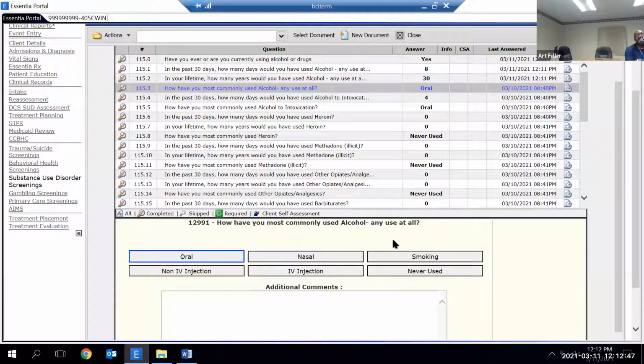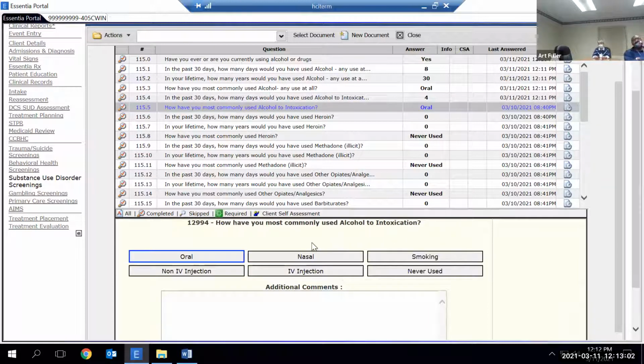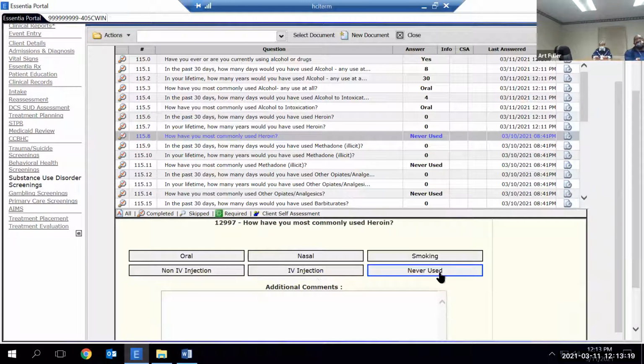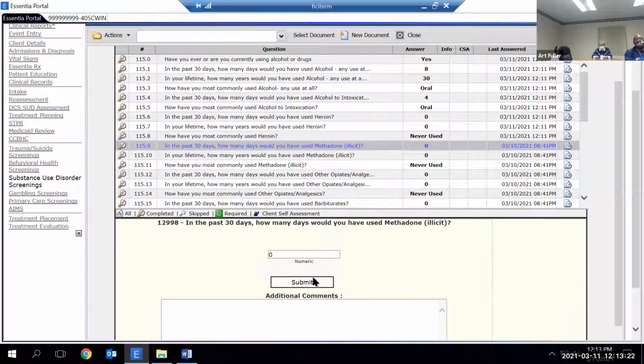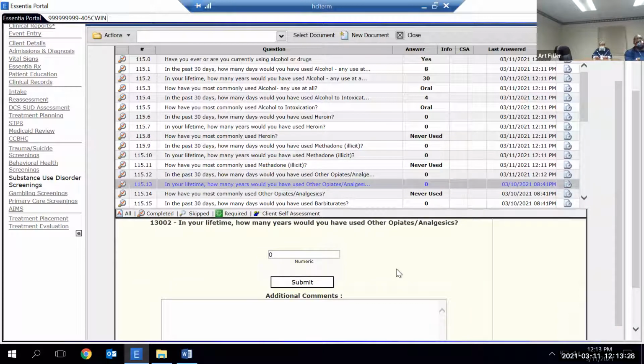How have you most commonly used alcohol? Well, mostly this is going to be oral. So you just go through these questions. In the past 30 days, how many days have you used alcohol to intoxication? He states 4. So you're going to put 4. How have you mostly consumed or commonly used alcohol to intoxication? Again, typically oral. And then it goes into the other substances. He states he doesn't ever use heroin, so you're just going to put a 0 and then never used. And then it goes on to methadone. He's never used methadone. And then opiates, never used.